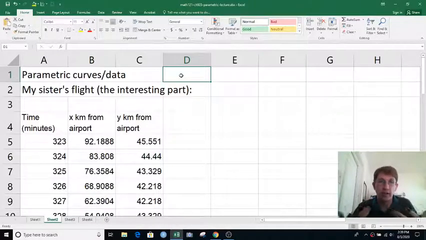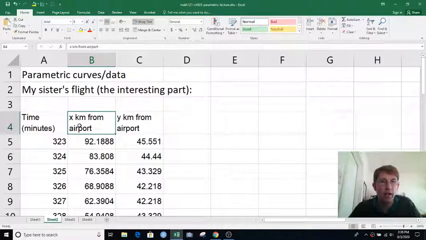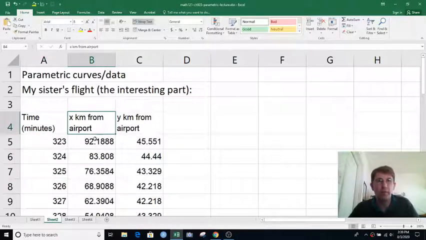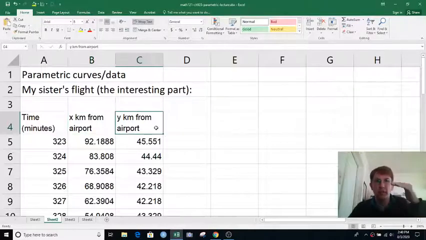And so I did what any good big brother would do. I went to the internet and looked up the flight data for that airplane to figure out what track it had taken. And here's the data we got. This is real data. And so we have, minute by minute, how many kilometers the airplane was from the landing airport horizontally, in the x direction, that would be longitude. And how many kilometers was it from the airport in the y direction? That would be the latitude.